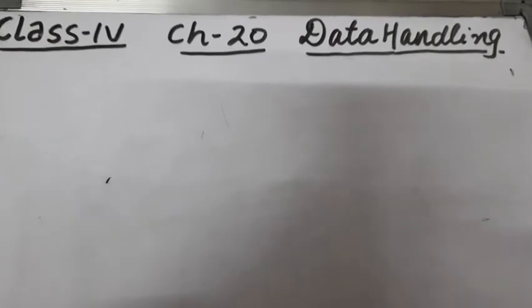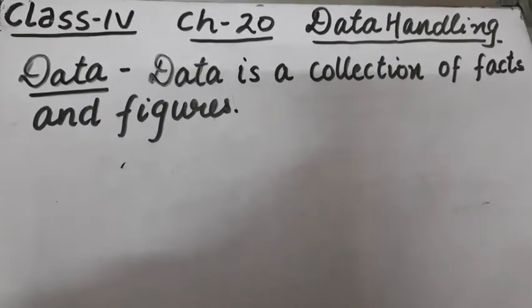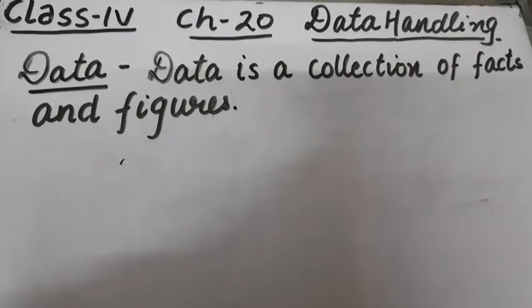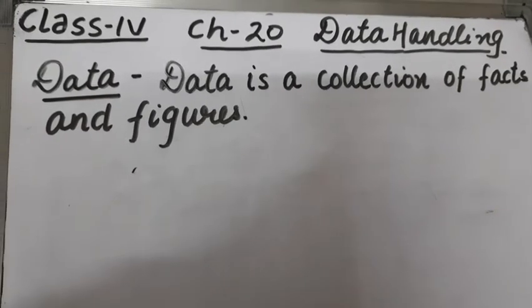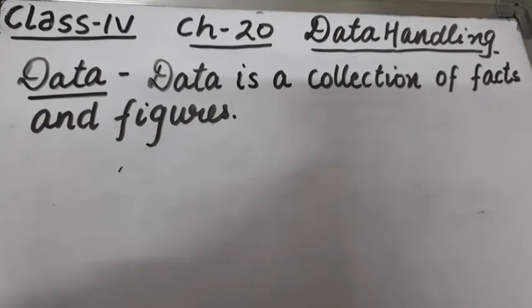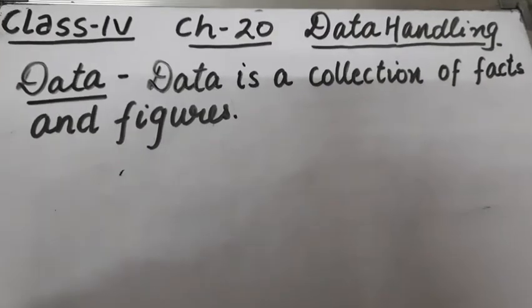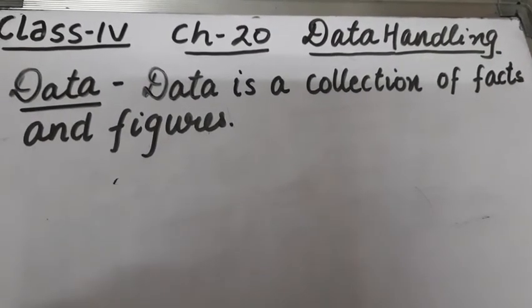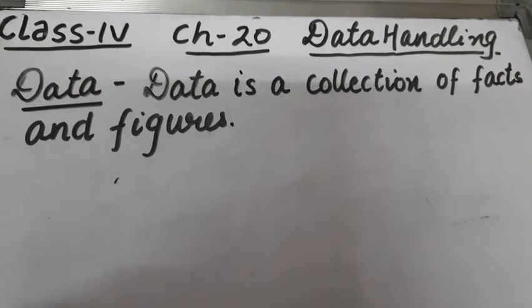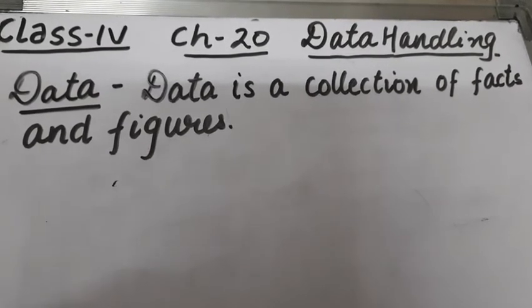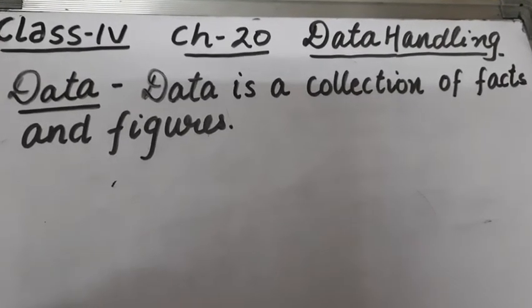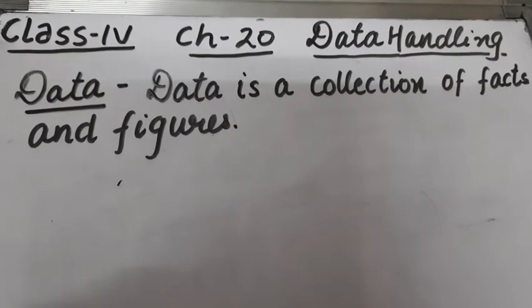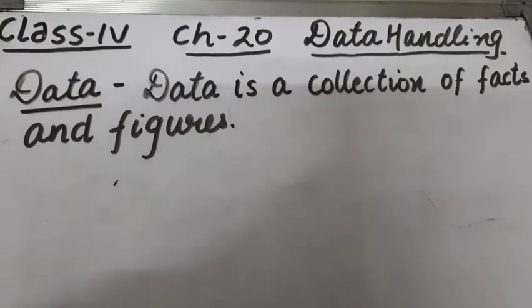What is data? Data is a collection of facts and figures. The collection of data is done keeping in mind the specific information needed from the data. Before collecting data, we need to know what we would use it for.